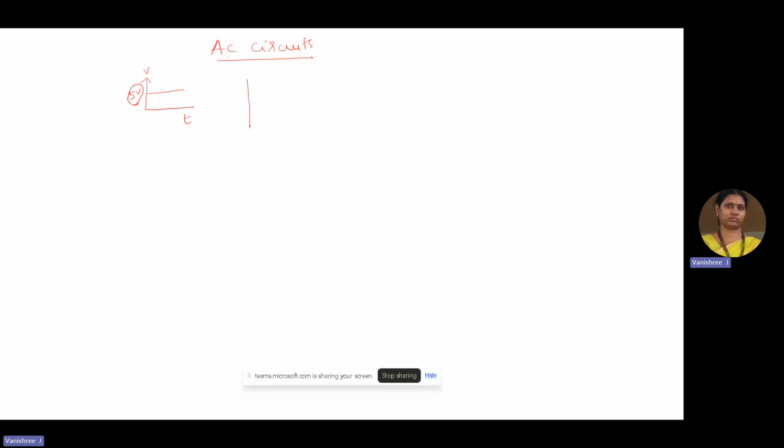So say for example, the AC waveform can be a rectangular waveform or it can be a triangular waveform or it can be a sinusoidal waveform and so on. In our practical use, we are using the AC sinusoidal source in our day-to-day life.